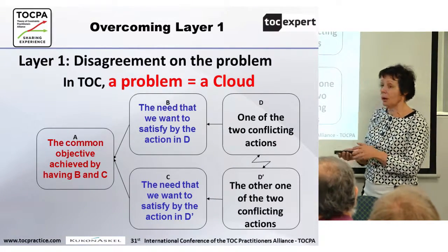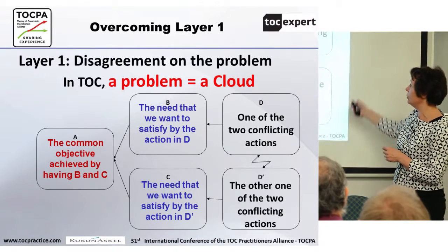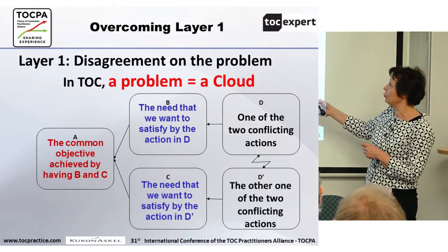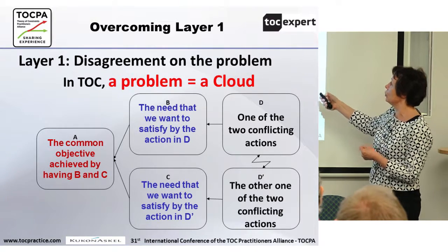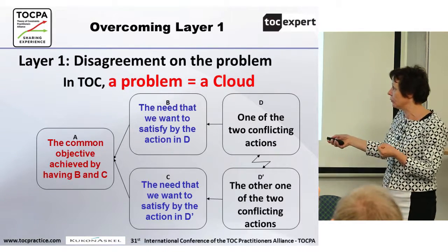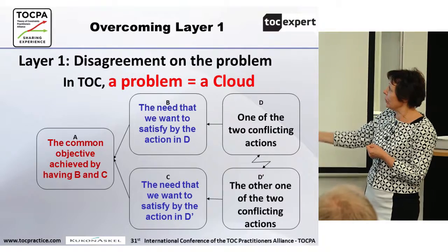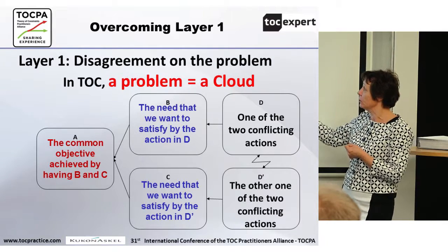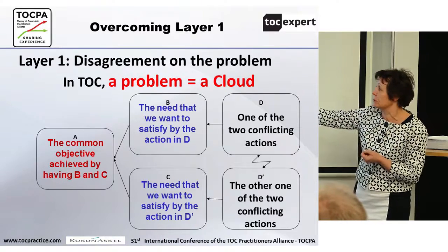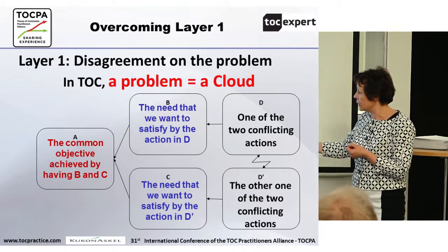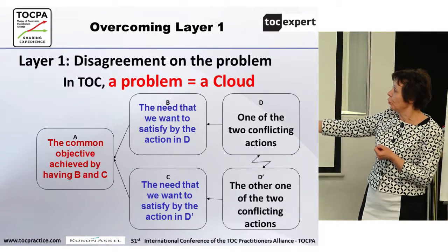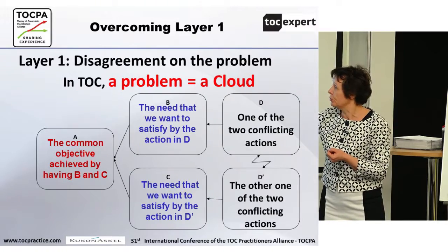In order to solve this conflict, we need to understand what is forcing us to feel that we must do this one and this one. While we are checking through cause and effect, this becomes the perceived necessary condition to achieve this need. This is our perceived necessary condition to achieve that need. Those two needs are in order to achieve the common objective.